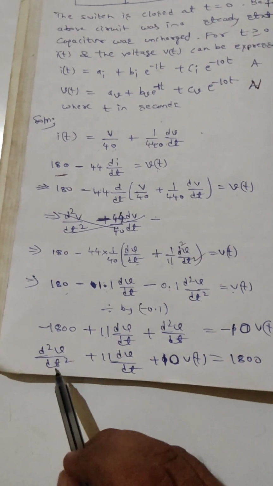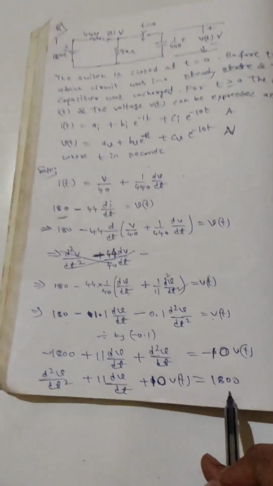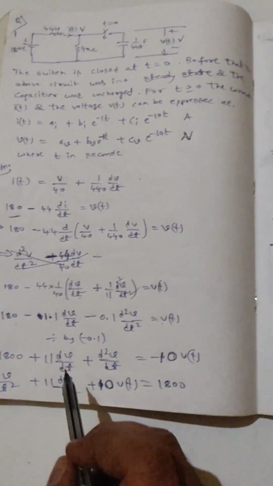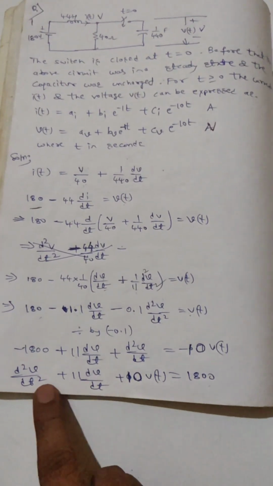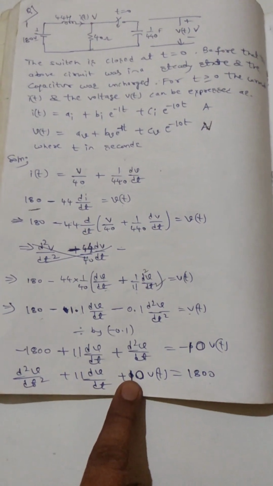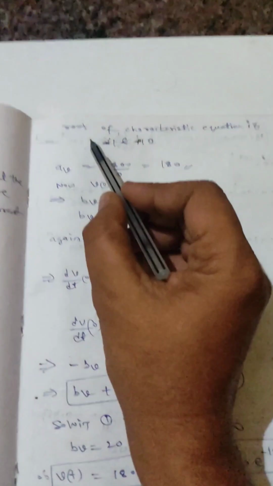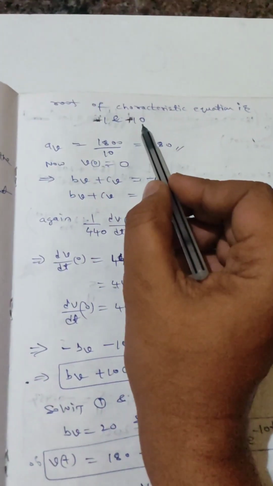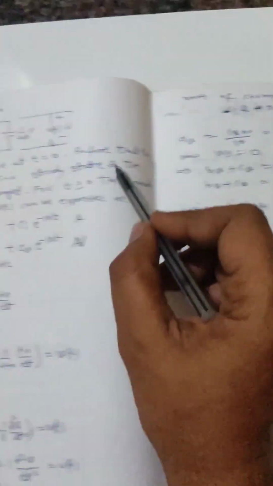Now we got an equation d square V by dt square plus 11 dV by dt plus 10 V of t equals 1800. So this is a polynomial equation. If I find the roots of this equation, while finding the roots you take the coefficients: s square plus 11s plus constant. Only for this you find the roots. So the roots of the equation you will get are minus 1 and minus 10. Now you can verify the same should be the roots in the given equation.